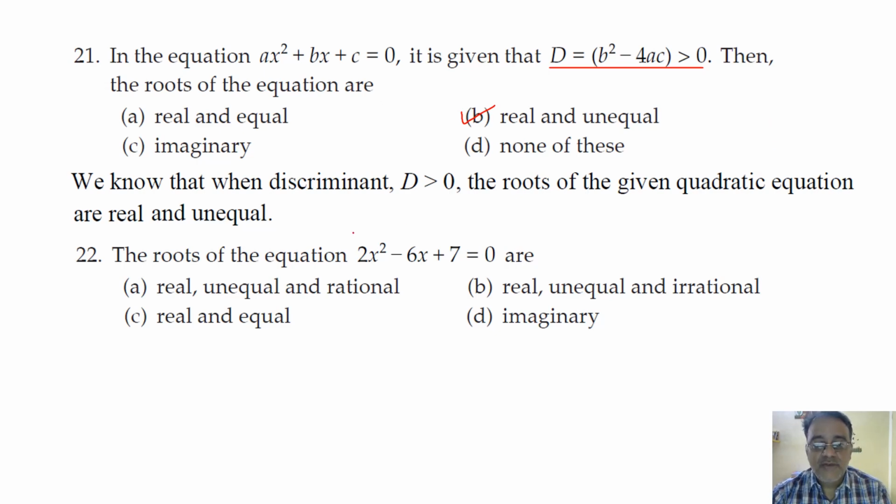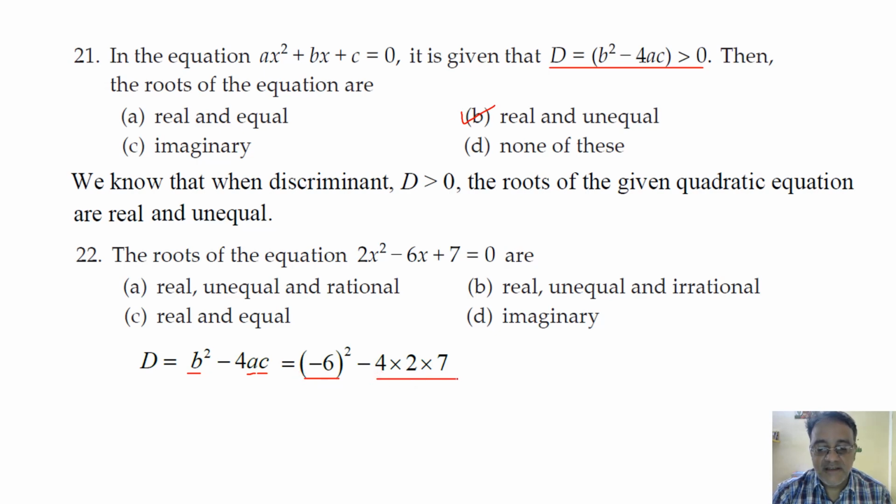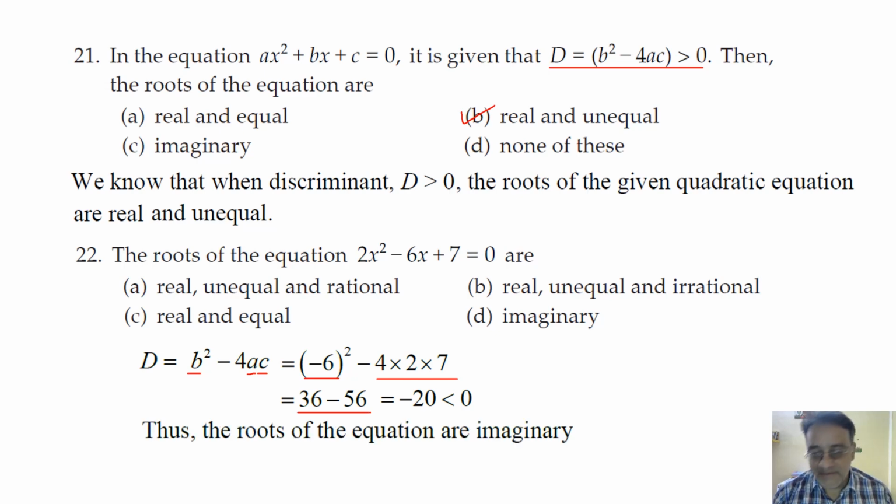The roots of the equation are dash. So first we will calculate the value of D, that is b square minus 4ac. So b here is -6, a is 2 and c is 7. Now 36 minus 56, we are getting minus 20, which is less than 0. So therefore the roots of the equation are imaginary. Very good. So the correct option is Option D, right?